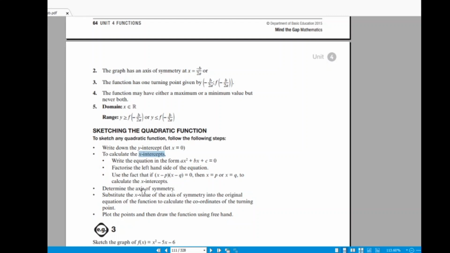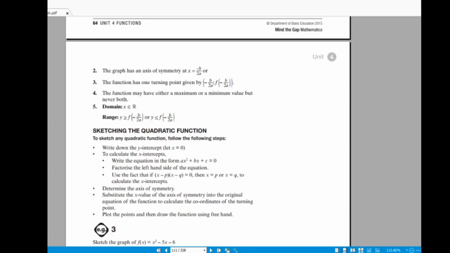And then to determine the axis of symmetry, you need to calculate the x value of the turning point. After getting that x value, you substitute it into your equation to get the corresponding y value, and then you will have the coordinates of the turning point. Then you plot the points and draw a line connecting all the dots.